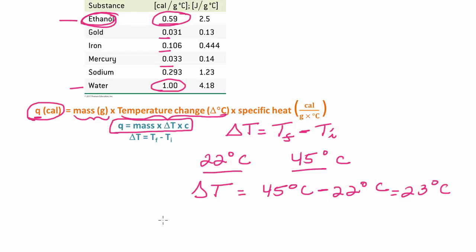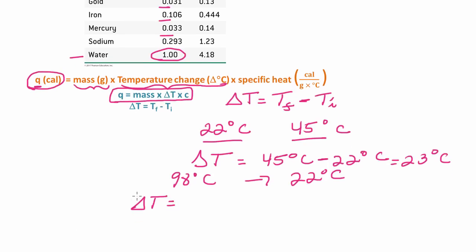Now, what if I have water that is at 98 degrees Celsius and it's cooled to 22 degrees Celsius? Delta T in this case would be equal to the final temperature, which is 22 degrees Celsius, minus 98 degrees Celsius. Now you can see that's going to give a negative value. And if we plug that into this equation here, Q is going to be negative.